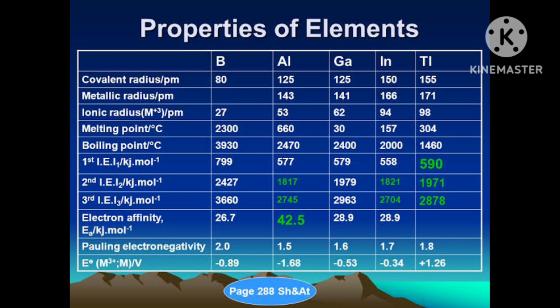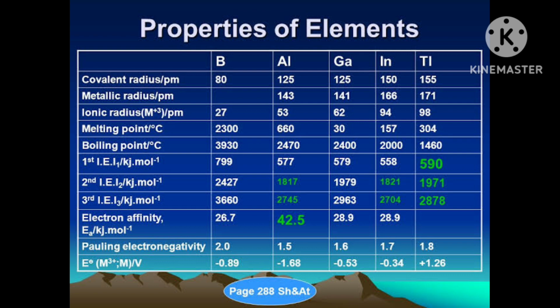Again, listen. The outer electronic configuration of group 13 elements, or boron family, is ns² np¹. A close look at the electronic configuration suggests that while boron and aluminum, only these two, have noble gas core, gallium and indium have noble gas plus 10 d electrons. Now the third difference you can see: thallium has noble gas plus 14 f electrons plus 10 d electrons. See how they are differing.